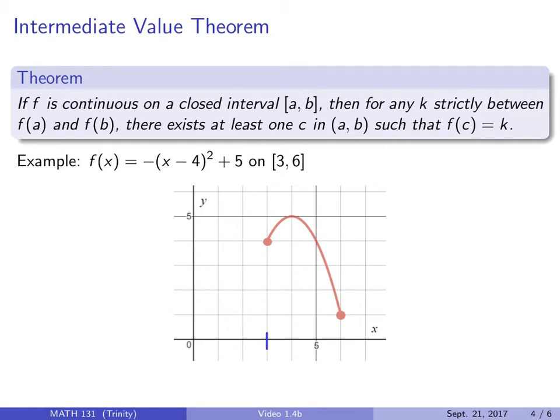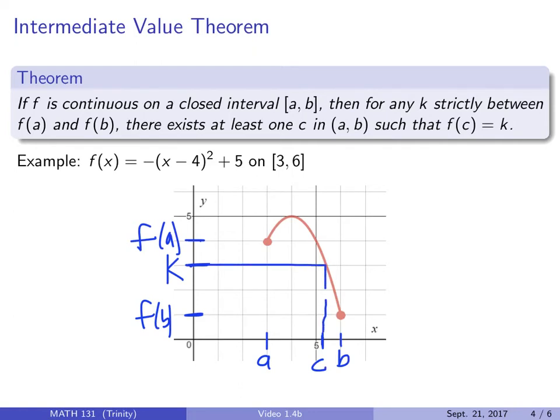So again we have this graph of this function that is continuous from a to b, and now I'm going to add in that I look at the values f of a and f of b. What this theorem says is, if I pick any value k between f of a and f of b, so let's say here, then I can find a corresponding c in the x interval such that f of c equals k.